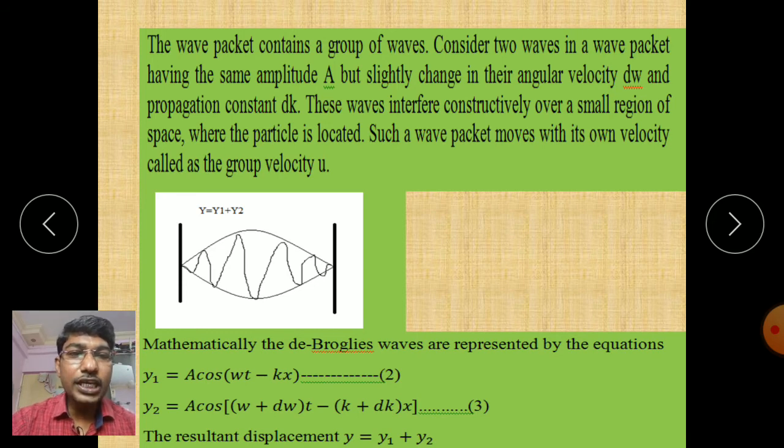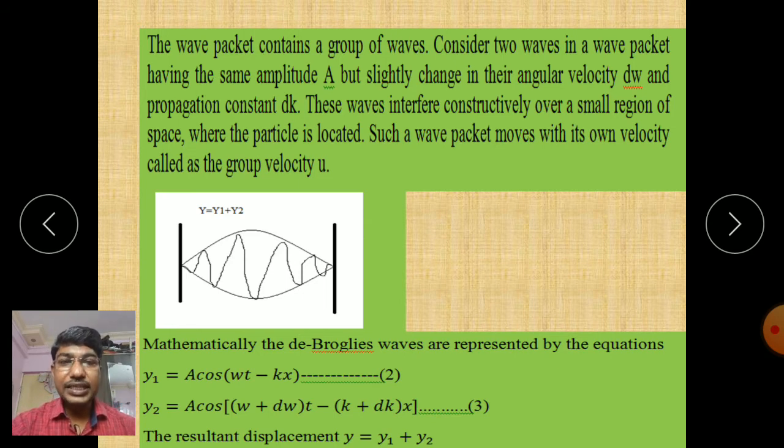The de Broglie wave is represented by, suppose, two waves. I have considered two waves here. One wave is y1 = a cos(ωt − kx). The second wave is y2 = a cos((ω + dω)t − (k + dk)x). Here dω means a slight change in angular velocity, and dk is added because there is a slight change in the propagation constant.